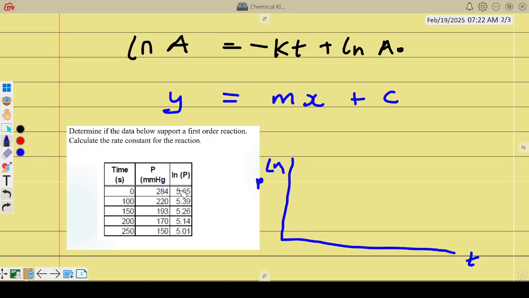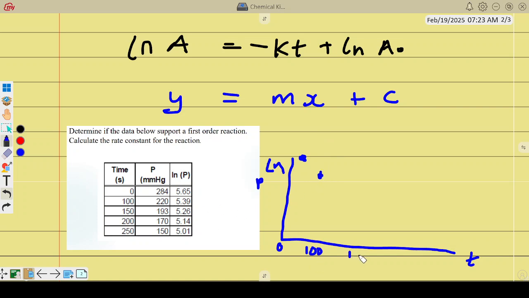And then you would observe that when time is 0, ln P is somewhere 5.6. We can estimate it to be here. So actually answering it, I didn't want to answer. And then when time is now 100 seconds, ln P is 5.39, obviously it's reducing. It can't be somewhere here, it will be somewhere there.